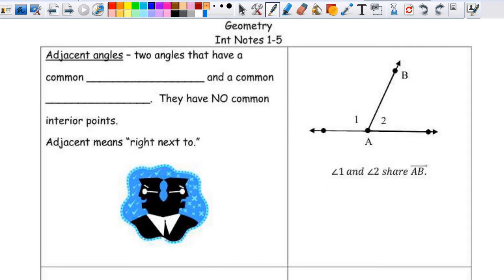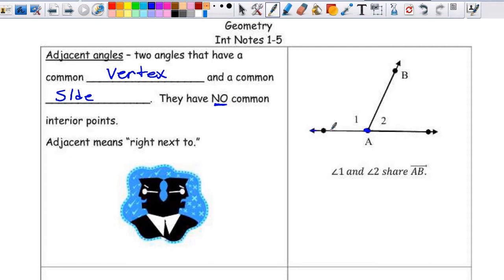Adjacent angles are two angles that have a common vertex, which would be like point A right here. That would be the common vertex there. And they also have a common side. The side, make sure you know it's the one in the middle. So what that means is they can have no common interior points.